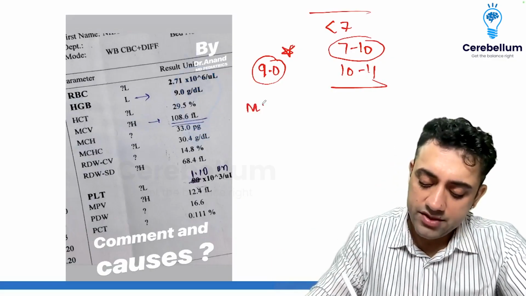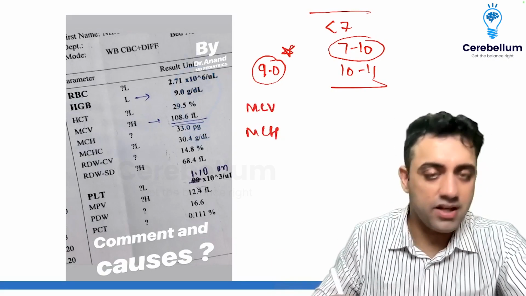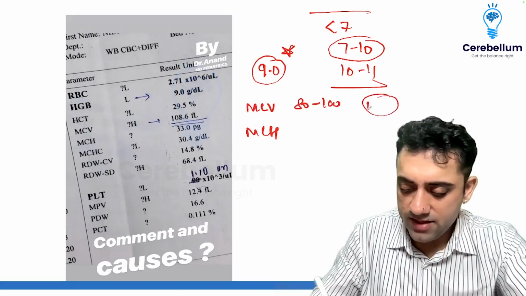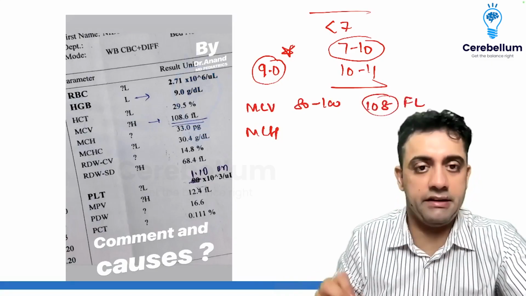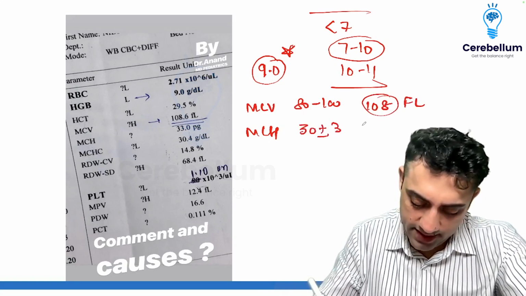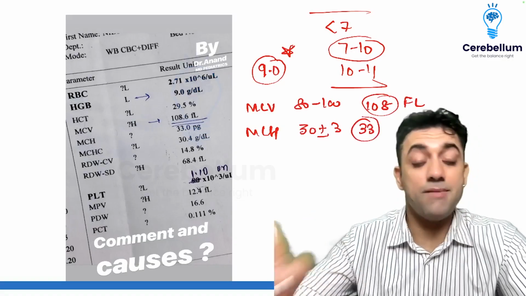Then I told you, to know the type of anemia you need to know the MCV and MCH. The normal MCV is 80 to 100. This patient's MCV is 108 femtoliter. Normal MCH is 30 plus minus 3 picogram. This patient has MCH 33, which is fair. So this is macrocytic anemia.